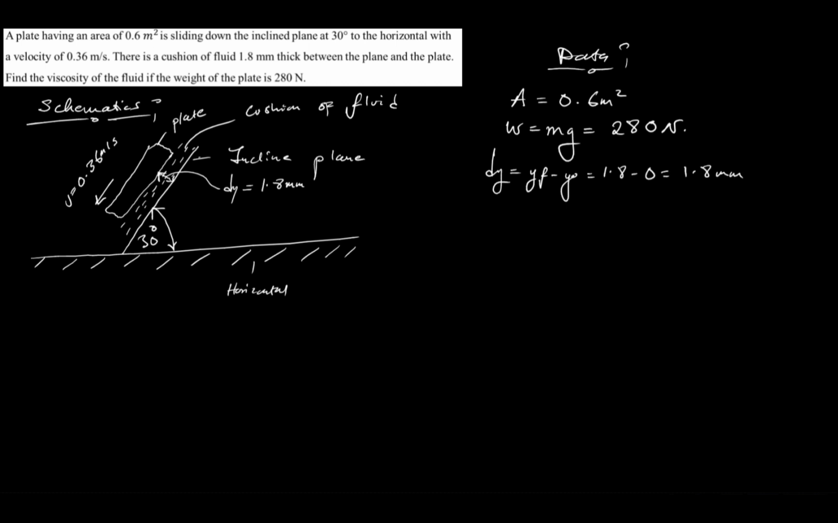Now we need to convert these millimeters to meters. So we say 1.8 times 10 to the minus 3, and it will be in meters, because 10 to the minus 3 simply means you're dividing 1.8 by 1,000. So we have our dy. For our du, we know we say velocity final minus velocity initial, or u final minus u initial. And we know that the plate is moving with a velocity of 0.36 minus 0, giving us just the same 0.36 meters per second.